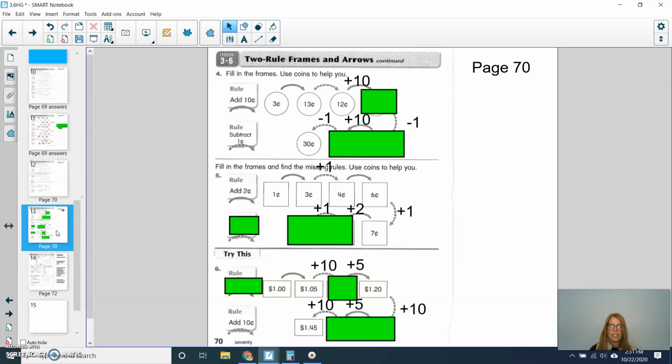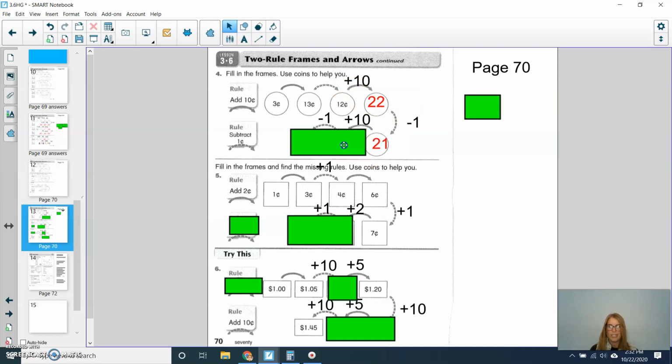All right, second graders, and if I'm ever going too fast, please pause as often as needed. So I went from 3 to 13, and then from 13 to 12, and so then I'm going to add 10, so I had 22. I'm going to subtract 1, which brings me to 21. And again, if you can plug in your cent symbol behind, that would be great. Then I'm at 21 cents. I'm going to add 10 to get me to 31. And then I'm going to subtract 1 to get me to 30.